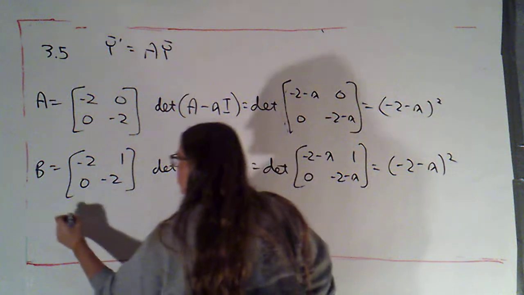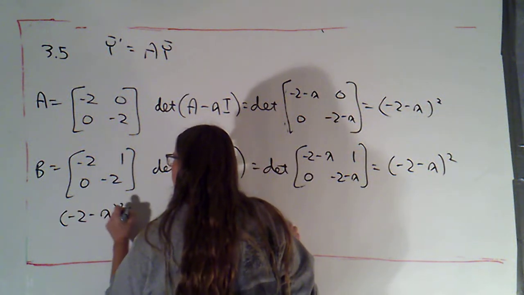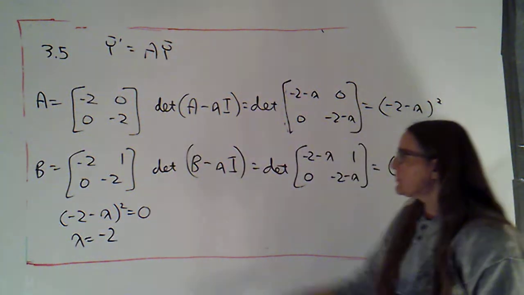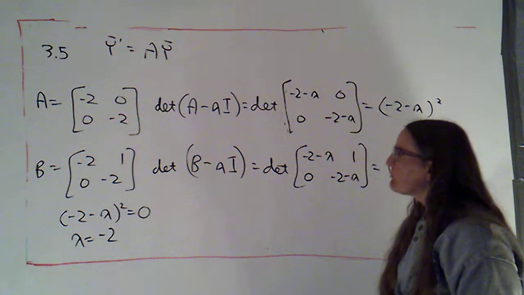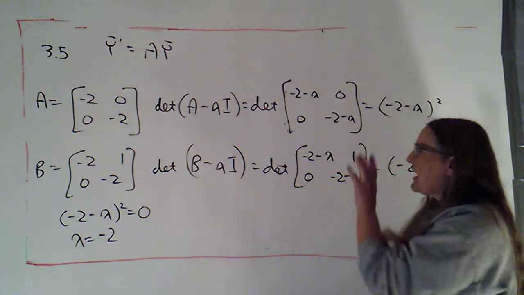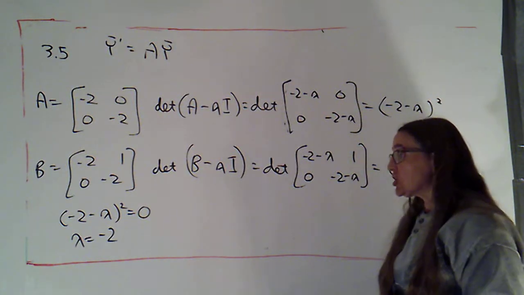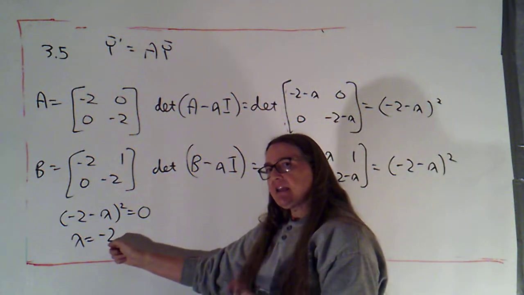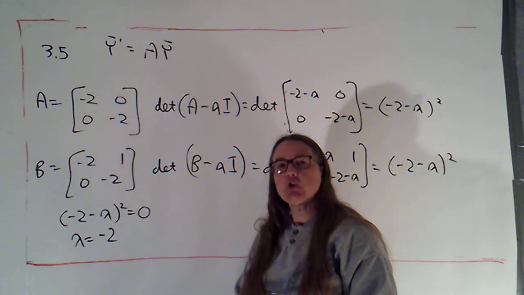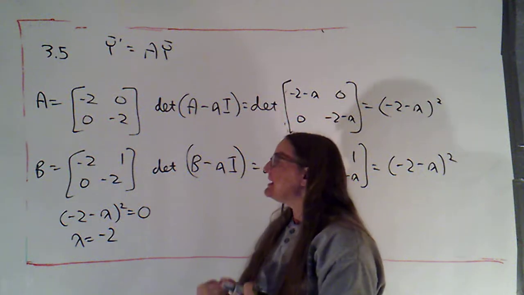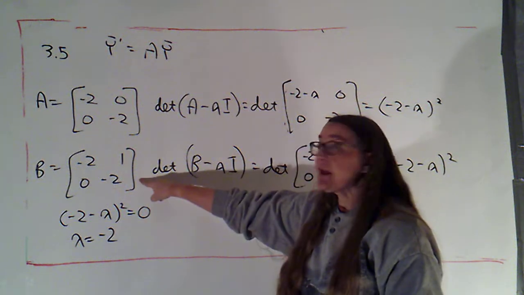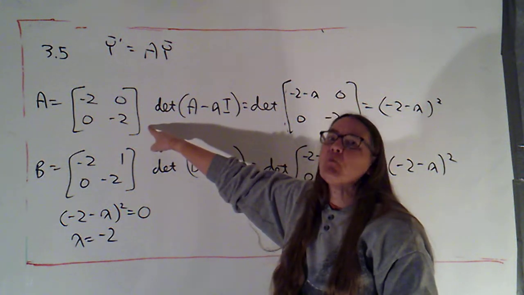So that means for both of these, the characteristic equation is -2 minus lambda squared equals 0. So there's one solution. It's lambda equals -2, and we call that a repeated root for this quadratic equation. But these two matrices are very, very different, because when I go to solve for the eigenvectors, I'm counting this as an eigenvalue twice. It's a repeated root, but that doesn't necessarily mean that I'm going to have two independent eigenvectors. In this case I will, and in this case I won't.